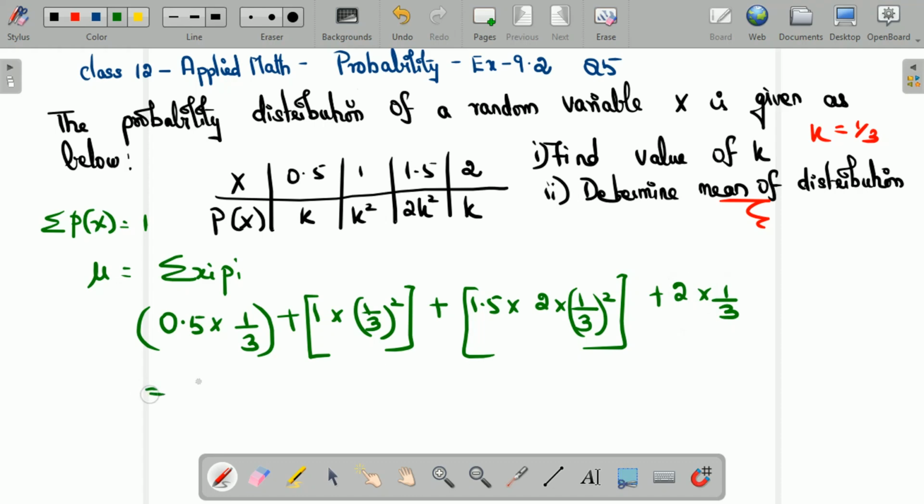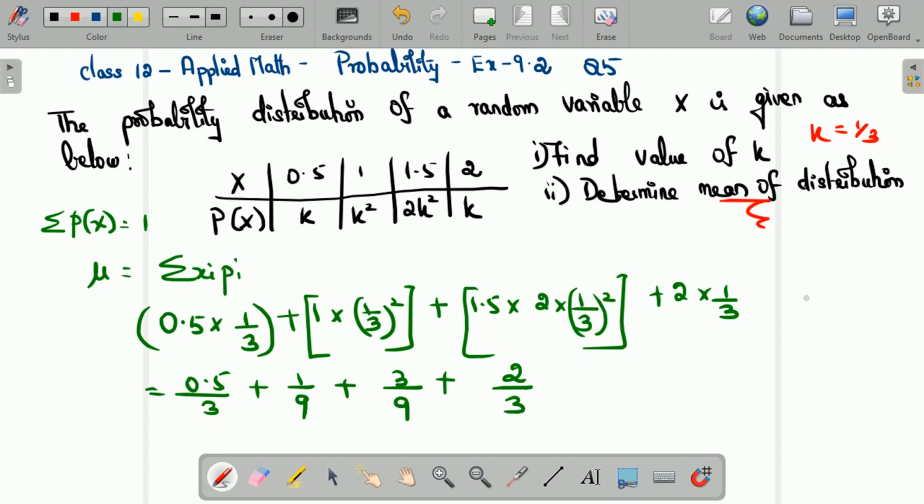Now you simplify. This is 0.5 divided by 3 plus 1 by 3 the whole square. So this is going to be 1 by 9. This is 1.5 into 2 is 3. So this is going to be 3 divided by 3 square, that is going to be 9. And this is finally 2 by 3.